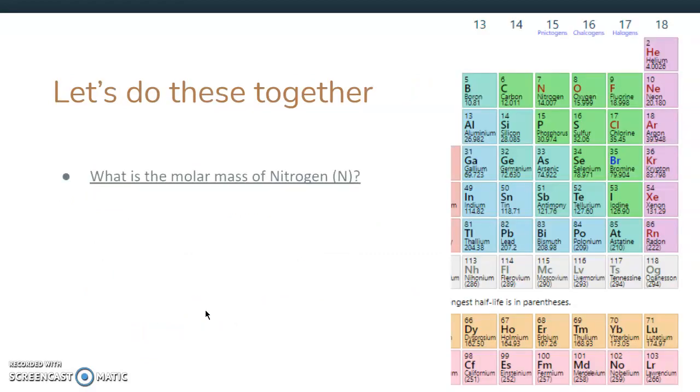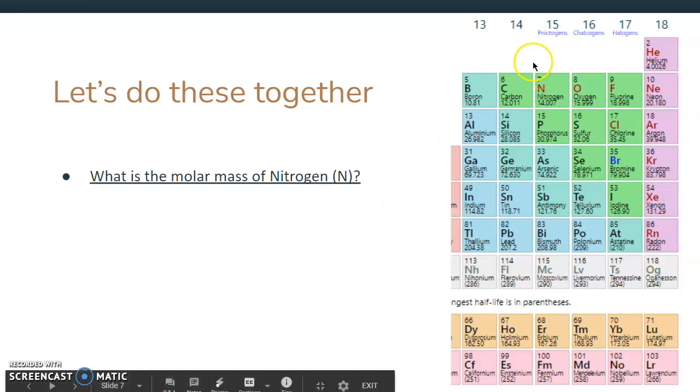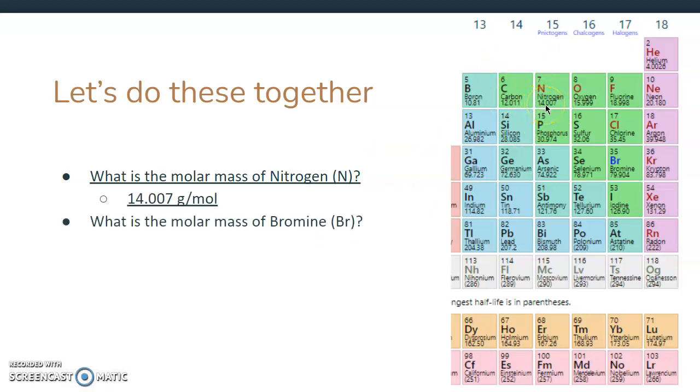So, let's work through some of these together. What is the molar mass of nitrogen? We have our periodic table over here, nitrogen. Where is our molar mass? It would be 14.007 grams per mole.